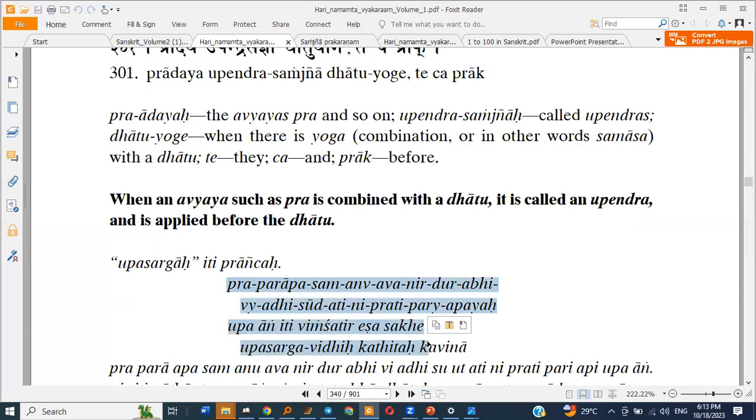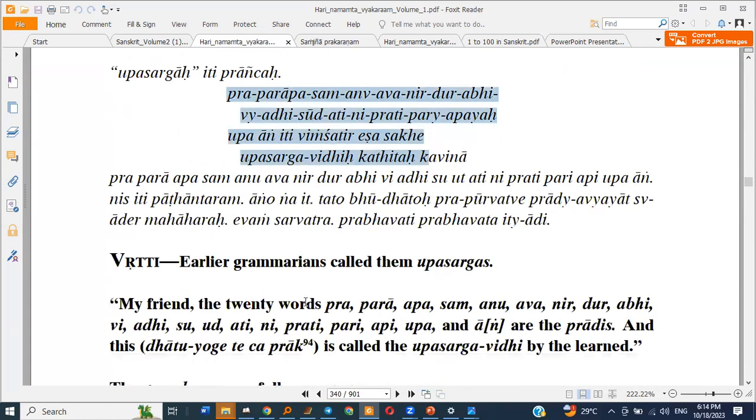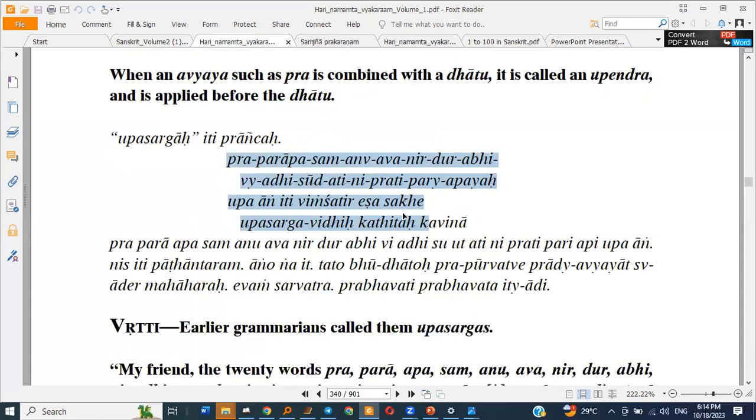They are 21 in number, I believe. 20, sorry, 20. These are applied before dhatus, so they are called upendras. In general grammar, they are called upasargas, but here they are called upendras when these 20 avyayas are applied before a dhatu. You can memorize this shloka, and it's sung in this way.